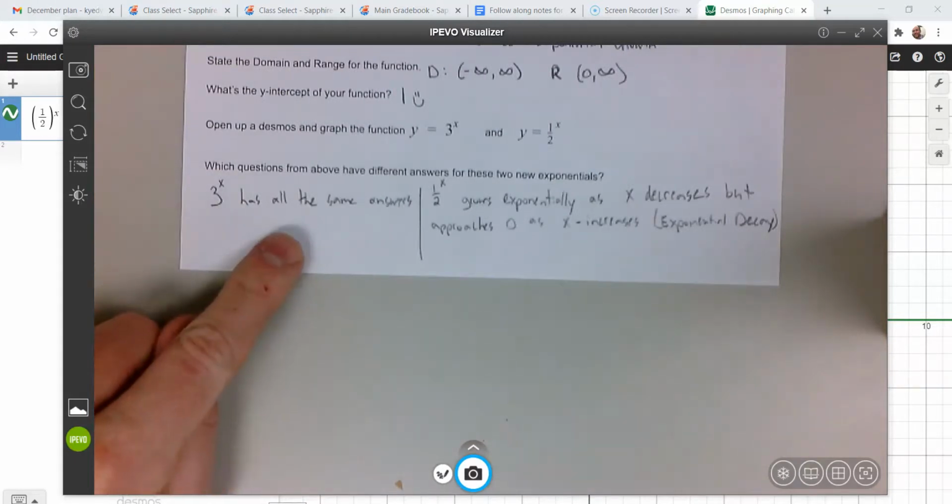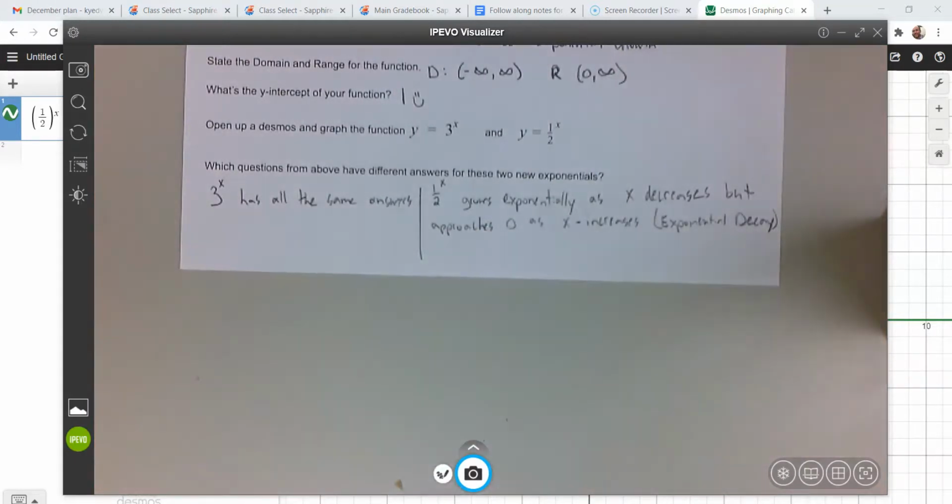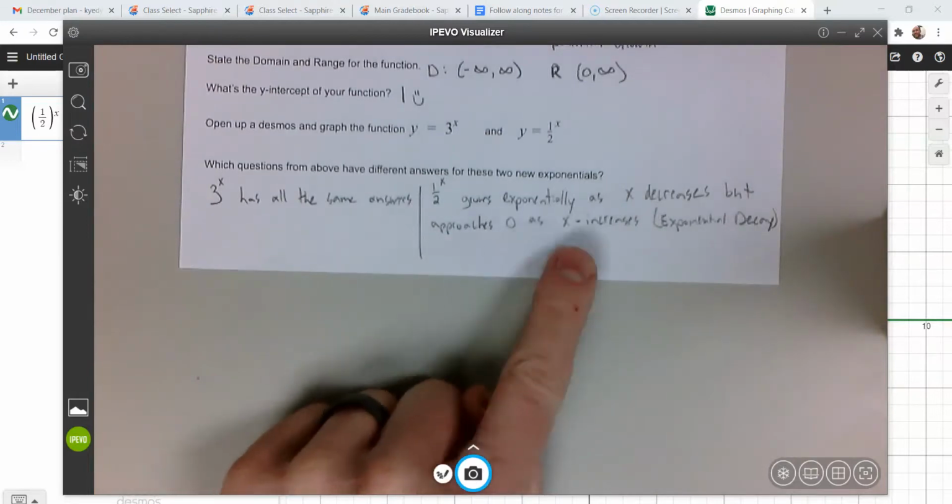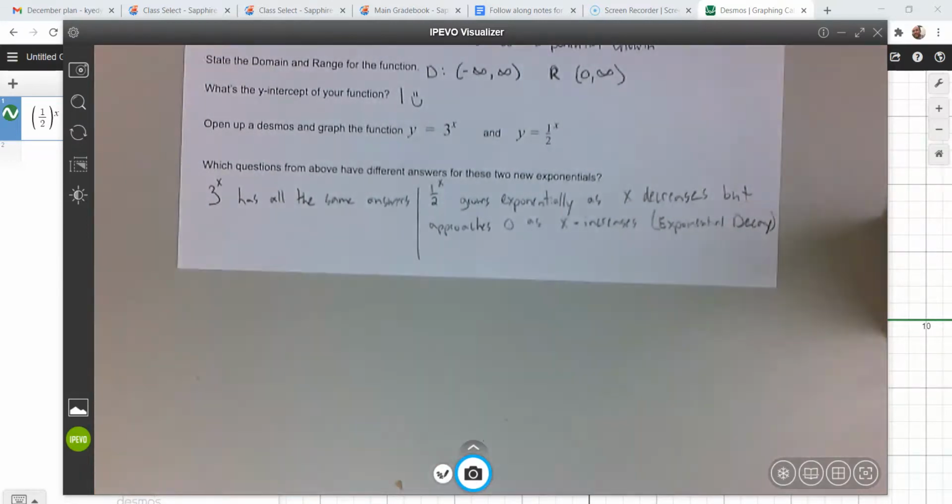3 to the x has all the same answers. A half to the x, they just flip-flop which direction it's going, really. Grows exponentially as x decreases. That's when it's getting bigger. But as x approaches, or as x increases, that's where we're seeing that exponential decay. It's getting closer and closer to 0.